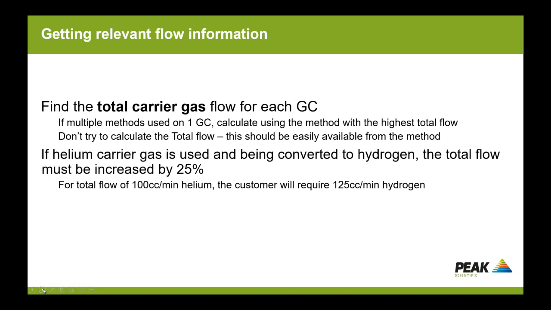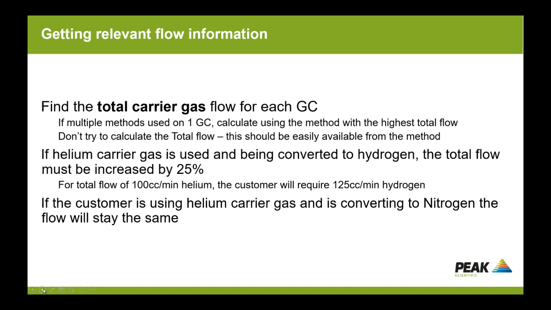One point to note, if you are looking to convert from helium carrier gas to hydrogen, and you are using the same column, normally we would expect an increase in the amount of gas required of 25%. So if you had a total flow of 100 cc's per minute of helium, you would require 125 cc's per minute of hydrogen if you're using the same column. However, if you're converting to nitrogen, you can assume that the amount of gas would remain the same. So if it was 100 cc's per minute of helium, you could calculate with 100 cc's per minute of nitrogen.